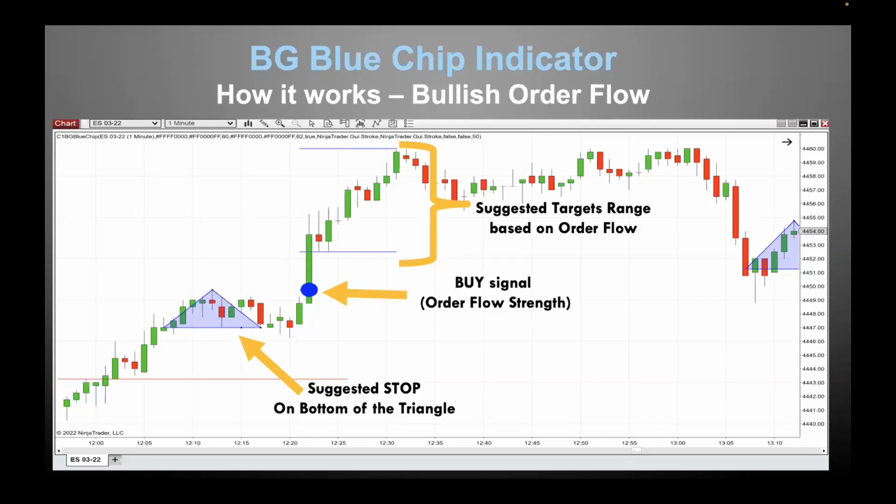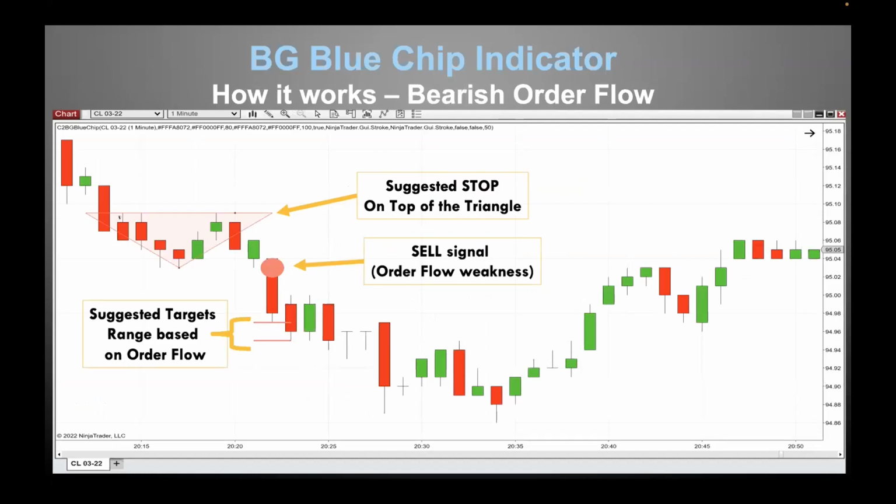Here it is. Now, does it always hit those targets? No, absolutely not. There's false signals. That happens. We're not here to represent that it's 100% accurate. Absolutely not. Sometimes bad signals happen. But this is just a great example. This is exactly what it looks like. This was on the ES, and the one before was on the CL.